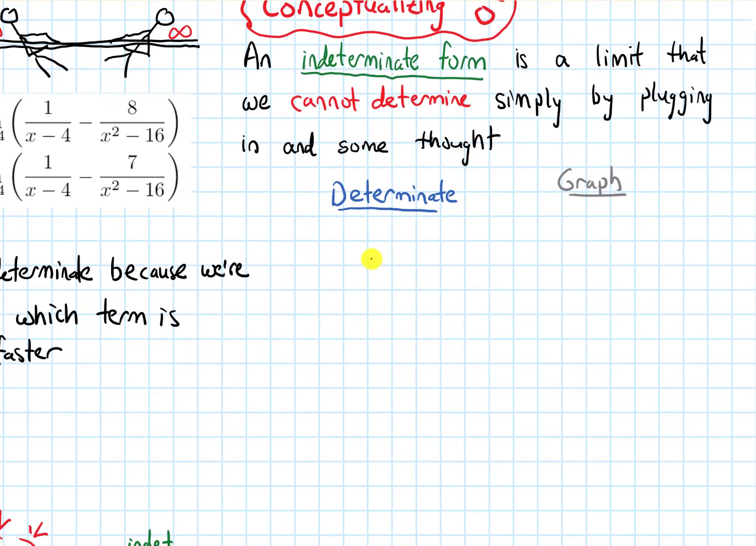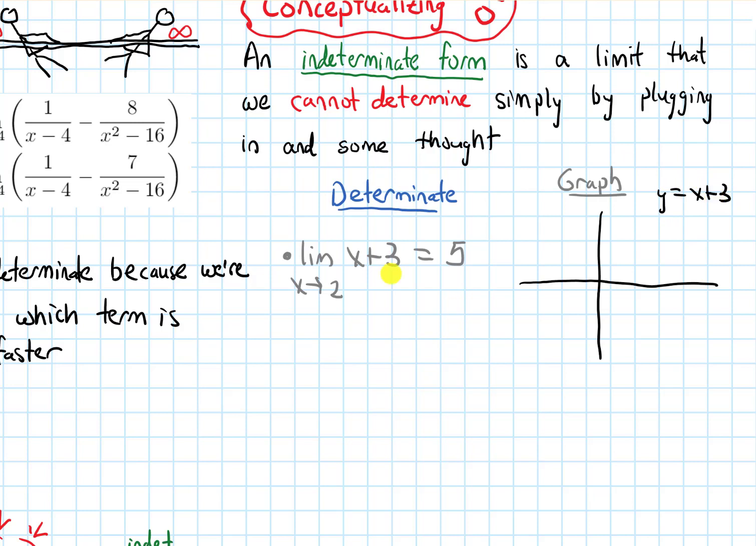Okay, so the first example is the limit as x approaches 2 of x plus 3. First step is let's plug in 2 and we'll get 5. So let's draw the graph of this. I'll draw some axes and let's draw the graph of y equals x plus 3. That's a line. The y-intercept is 3 and the slope is 1. So we are going to draw a line that has y-intercept at 3, and the slope is 1.